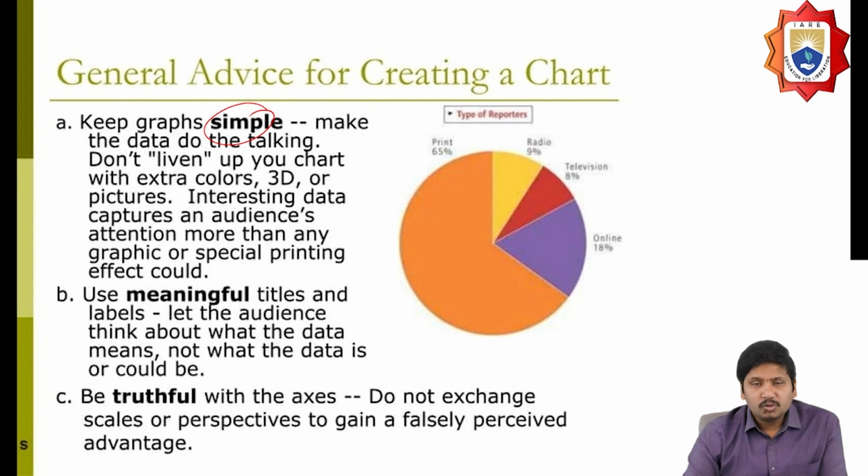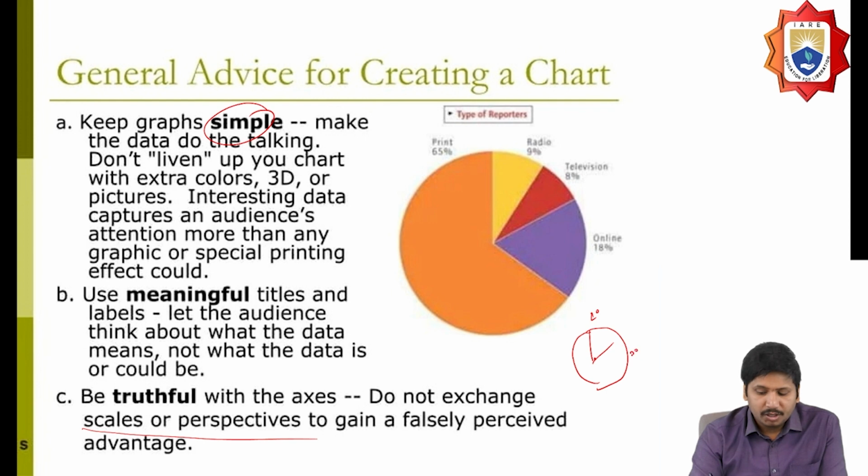Be truthful with the axes. Don't change the scales or perspectives to gain a falsely precise advantage. The values should be precise. If instead of 10 I write 20, or instead of 30 I write 33, this kind of error is going to be eliminated.